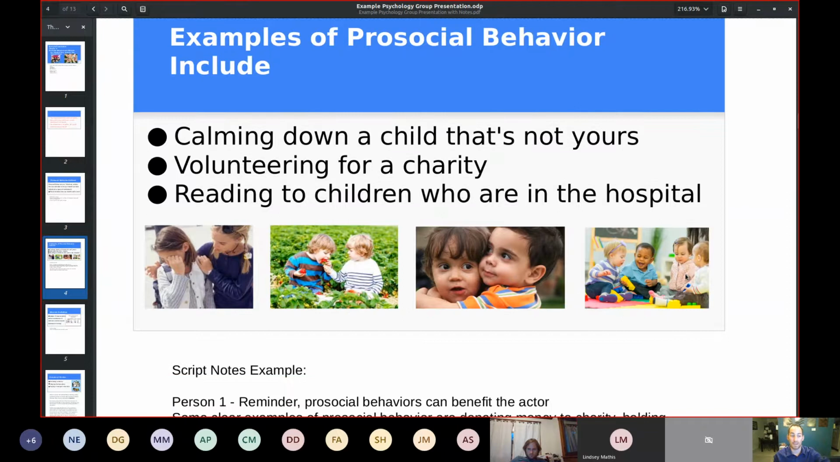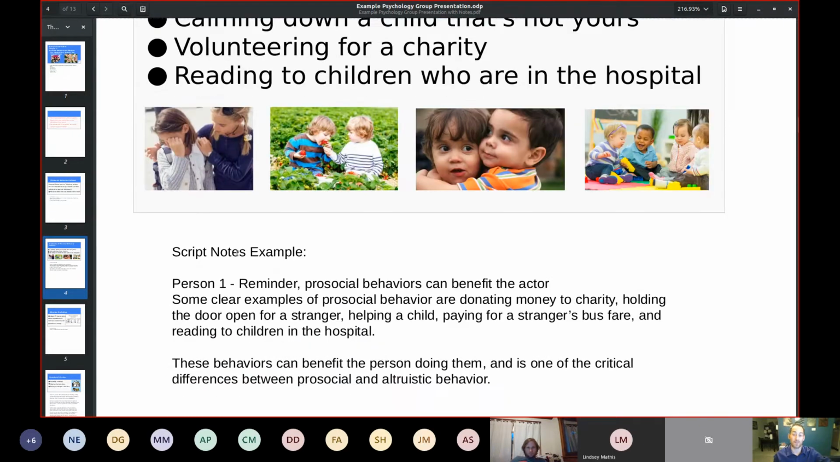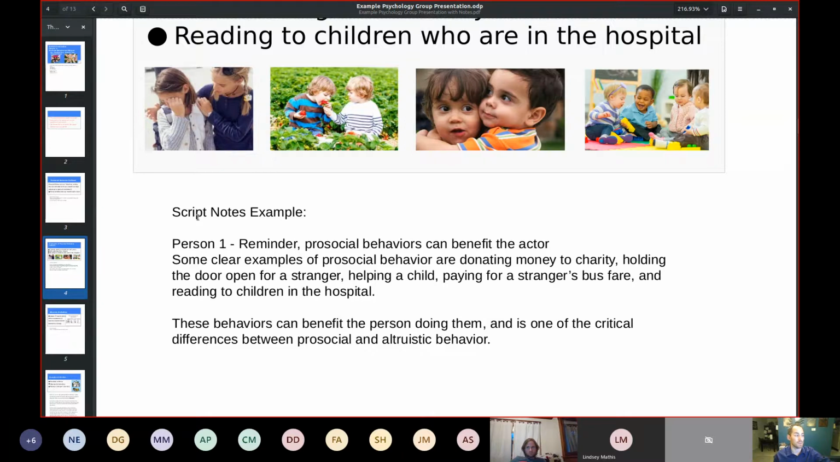Here you've got some images that are relevant to the examples, and this is essentially an example of a script that you might put on this. So person one, reminder, and this is exactly what this person would say were they presenting this. This is a reminder, prosocial behaviors can benefit the actor. Some clear examples of prosocial behavior are donating money to charity, so on and so forth.